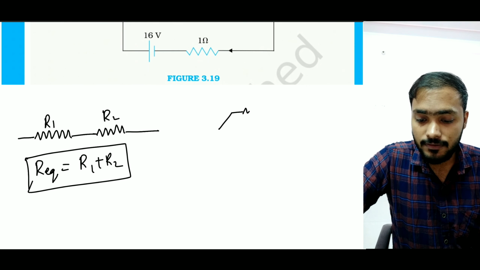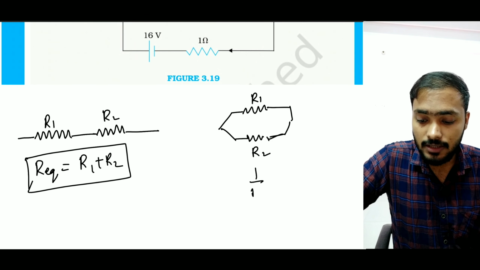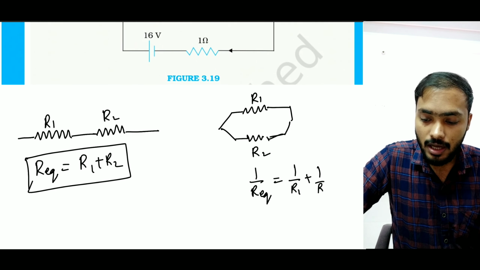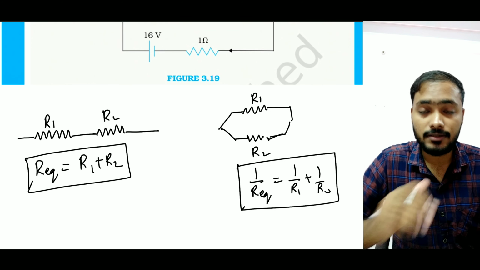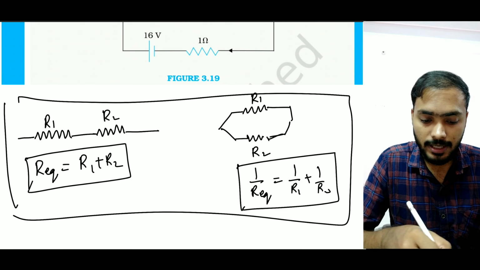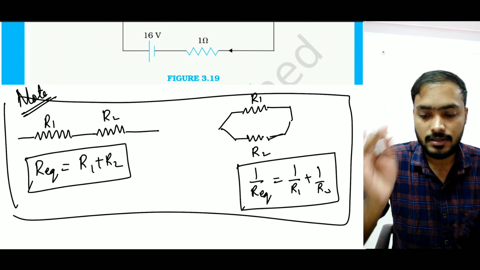Also, let's say you have two resistors which are connected in parallel to each other, something like this. Let's say this has some resistance R1 and this has some resistance R2. Then the equivalent resistance is given by 1 upon R equivalent equals 1 upon R1 plus 1 upon R2. So this is how you calculate it. I hope that's understandable. Keep this in your mind before solving this question. This is a note.